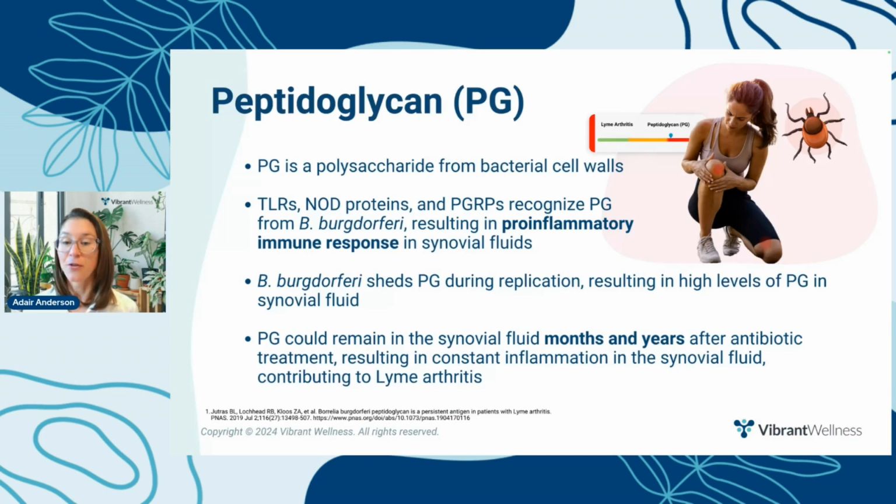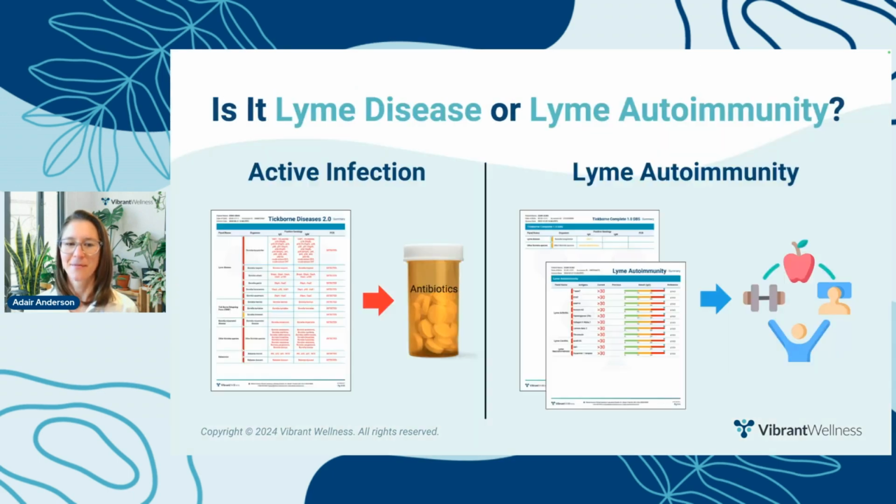Peptidoglycan is a polysaccharide that forms the cell wall of bacteria. Peptidoglycan from Borrelia burgdorferi is recognized by toll-like receptors and peptidoglycan recognition proteins, resulting in a pro-inflammatory immune response in the synovial fluid. That thick, viscous fluid lubricates and cushions the ends of our bones in the synovial joints. Borrelia burgdorferi sheds peptidoglycan as it replicates, resulting in high levels of PG in the synovial fluid. Peptidoglycan could remain in the synovial fluid for months and years after antibiotic treatment, resulting in chronic inflammation of the synovial fluid, contributing to Lyme arthritis.